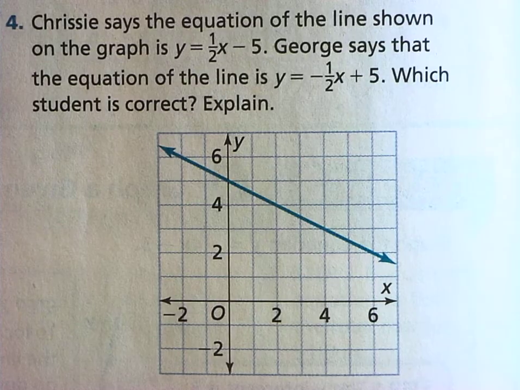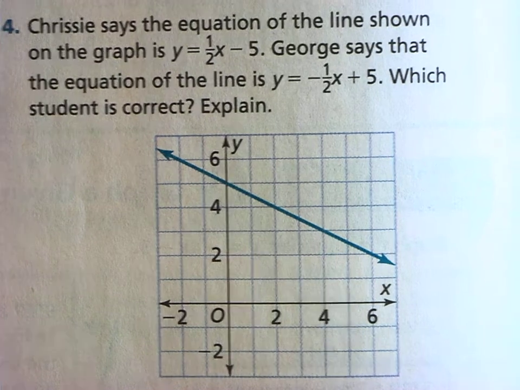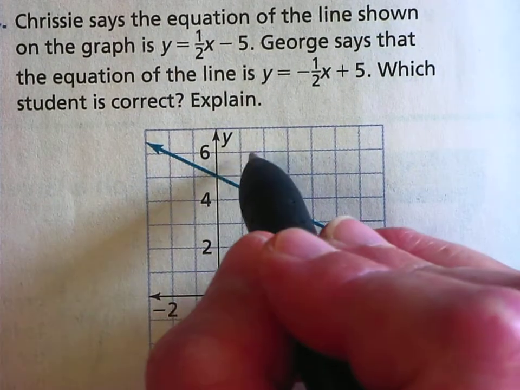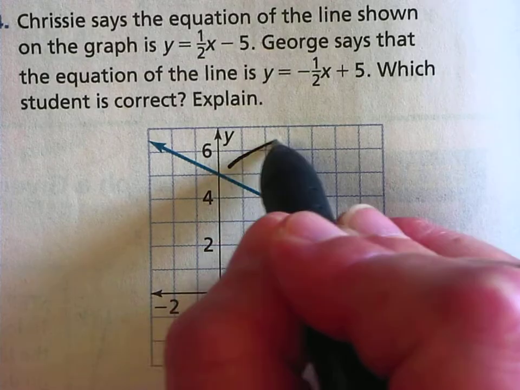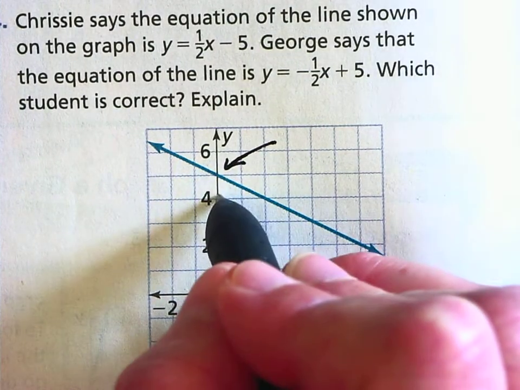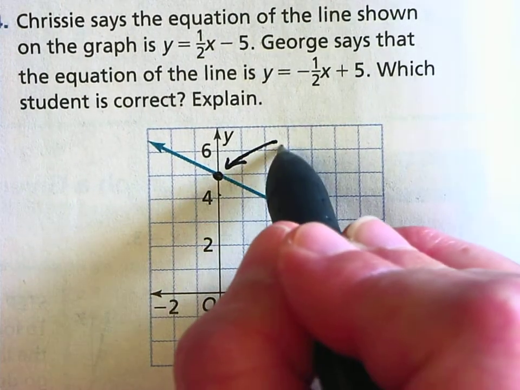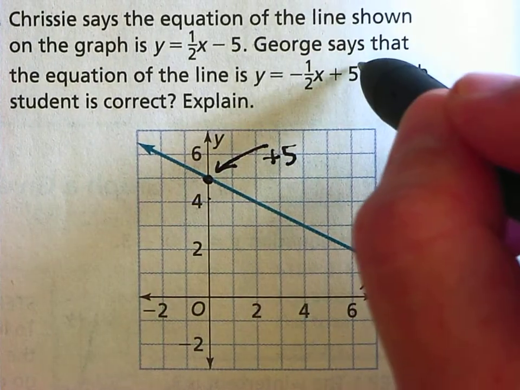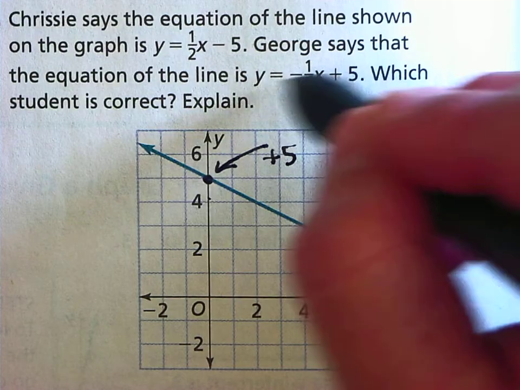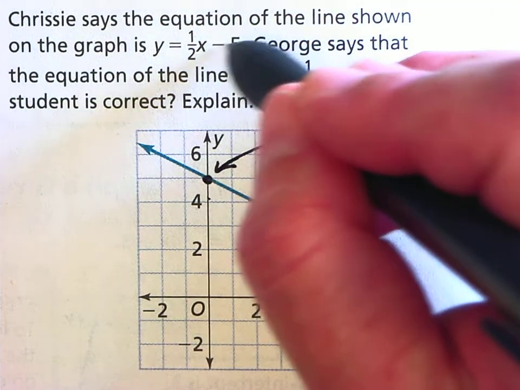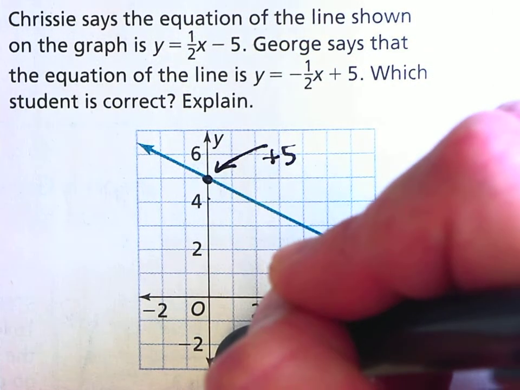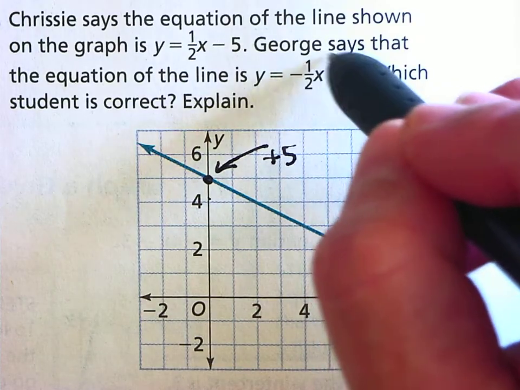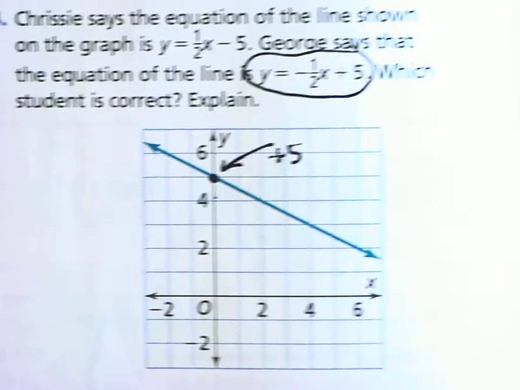Okay, well, one of the first things I look for is the y-intercept. So where the initial value. That is absolutely right there, and this is positive 5. So the y-intercept, the initial value has to be positive 5. So automatically, George is correct. She has negative 5. She's saying the line crosses down here at negative 5, and that's not true. So George is correct.